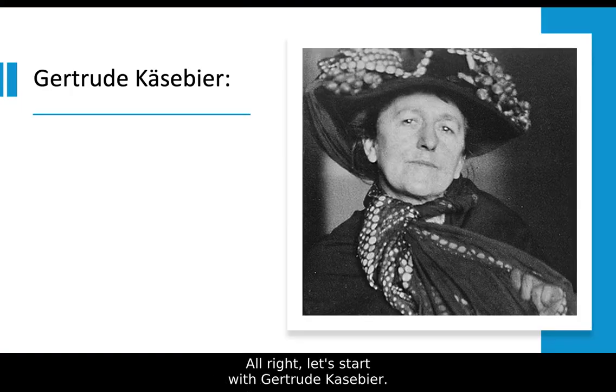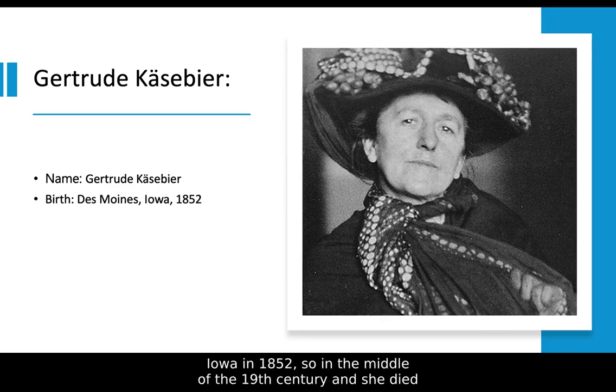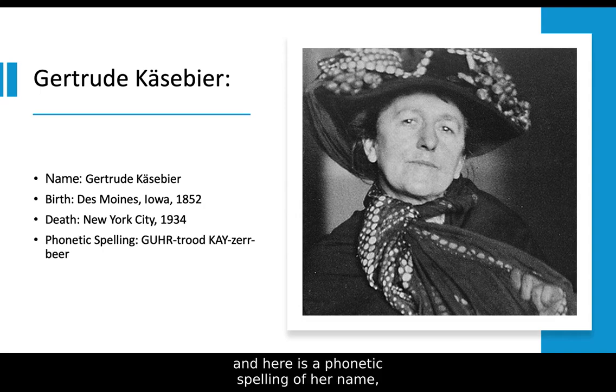All right, let's start with Gertrude Kasebier. Her name is Gertrude Kasebier. She was born in Des Moines, Iowa in 1852, so in the middle of the 19th century. And she died in New York City in 1934. She became a very famous portrait photographer and had her studio in New York City. And here is a phonetic spelling of her name.